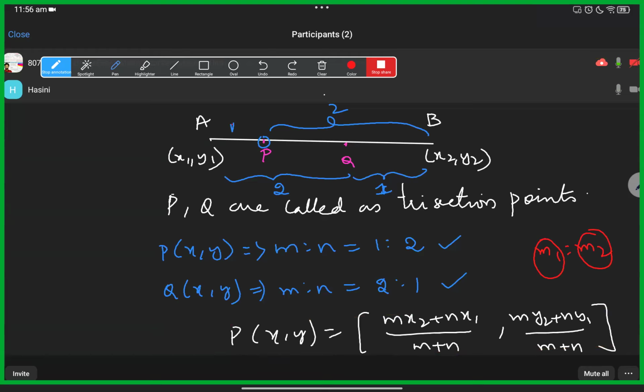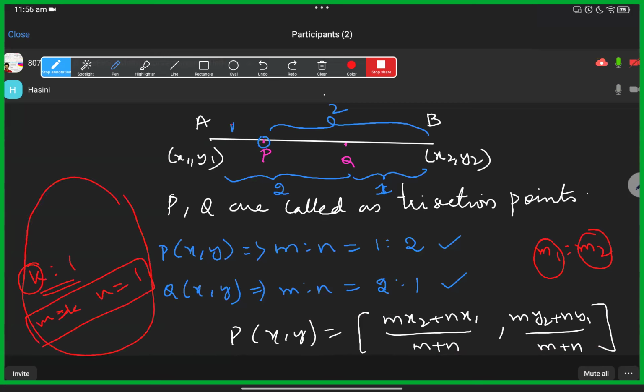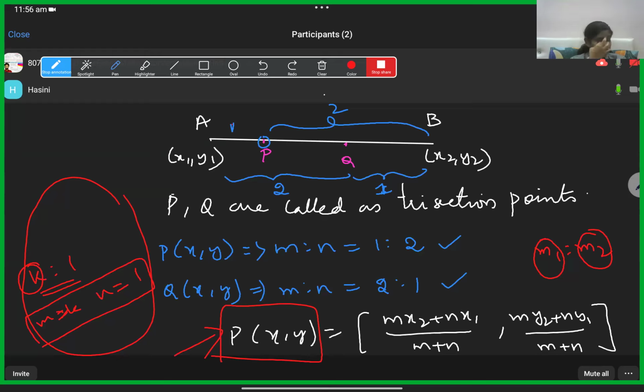Another way of doing the same thing is that in a few cases they take k:1. They take m as k and n as 1. This will be useful in the cases where the ratio is asked to be found. They give the point and they give x1, y1, x2, y2. In such questions, whenever the ratio is asked, sometimes taking k:1 instead of m:n will be easy. Finally, the answer will match. I'll show you both the ways.